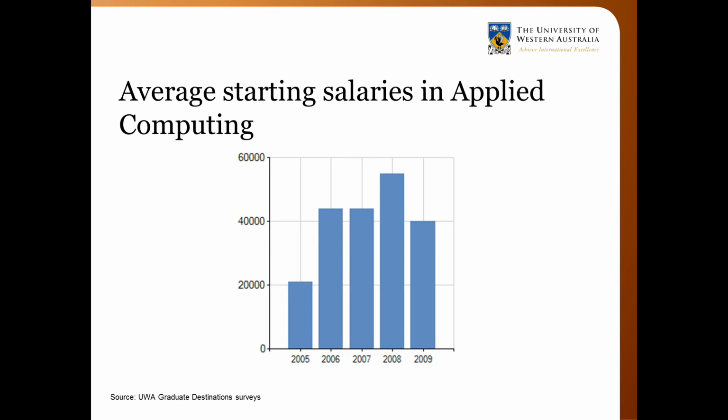So, average starting salaries in applied computing. This data is now slightly out of date, but nevertheless it still reflects approximately the market trend. Bear in mind this is for the whole of Australia. So if you work in WA, maybe your outcomes are slightly better than this. So yeah, starting salary weighing in at about 40,000.